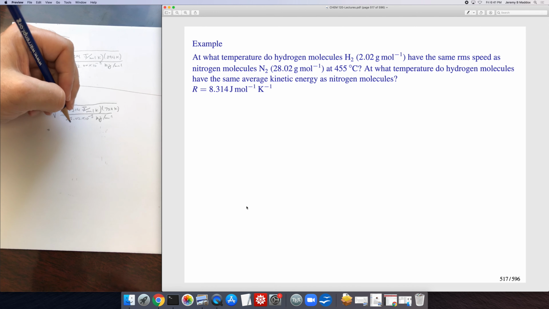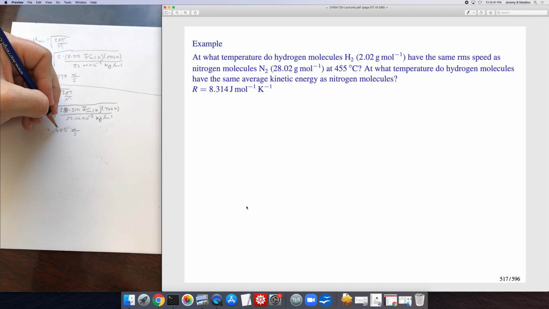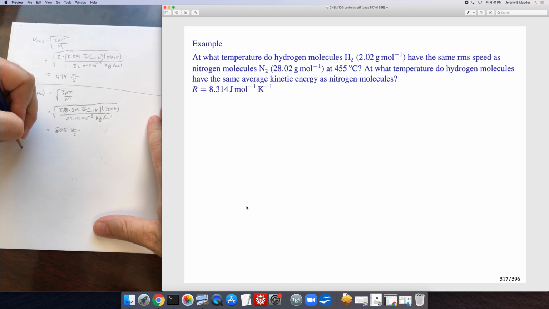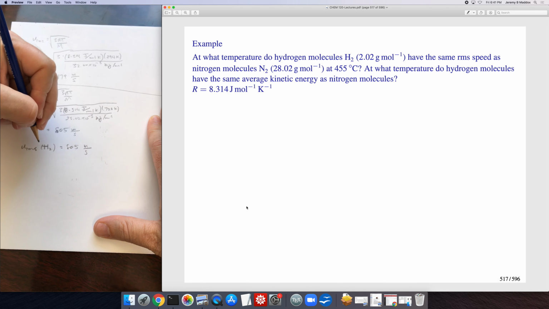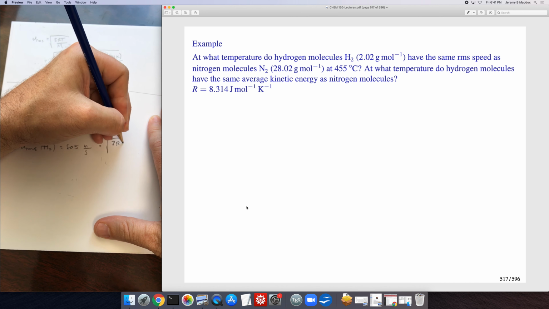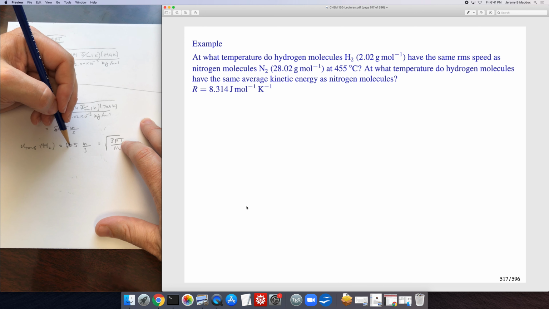So I'm getting 805 meters per second. Okay, so that's the speed of the nitrogen. Now they want to know at what temperature will the root mean square speed of hydrogen equal 805. So they give us the speed, and then we need to find the value of temperature which makes this the speed.